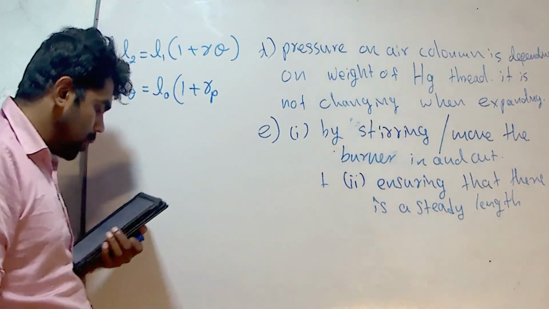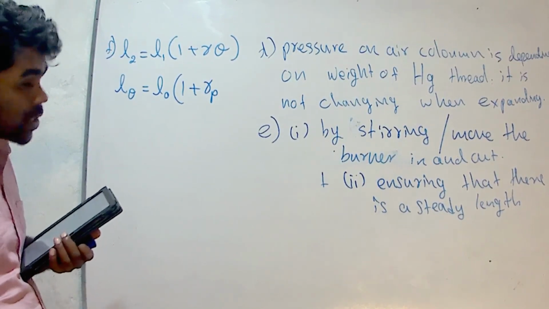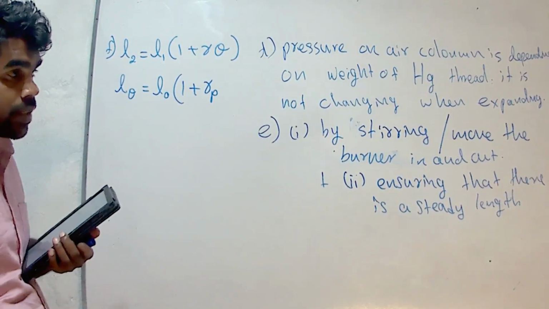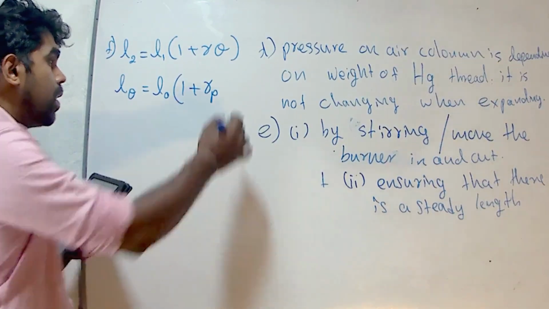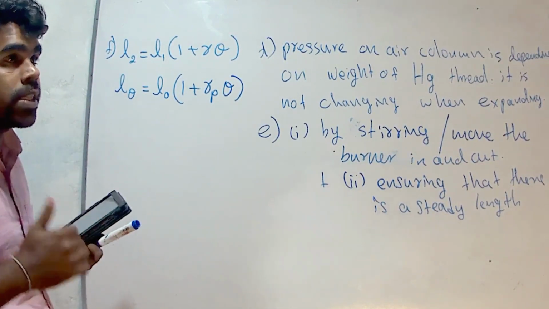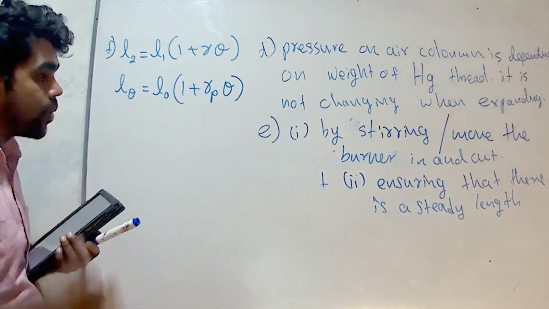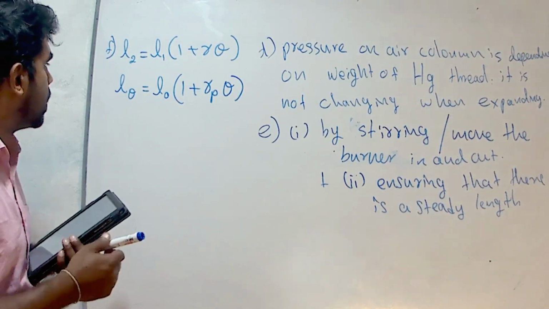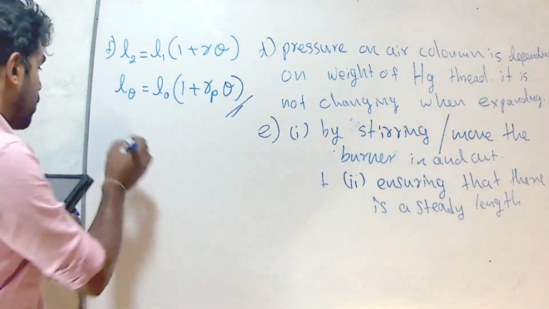Gamma P means volume expansivity at constant pressure. We are using a constant pressure for whole experiment. Theta is the temperature difference. Now we have increased the temperature from 0 to theta. Therefore we have to get theta as the temperature difference. This is the expression we have to write for part F.